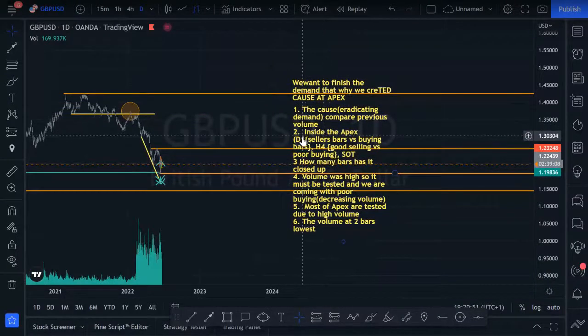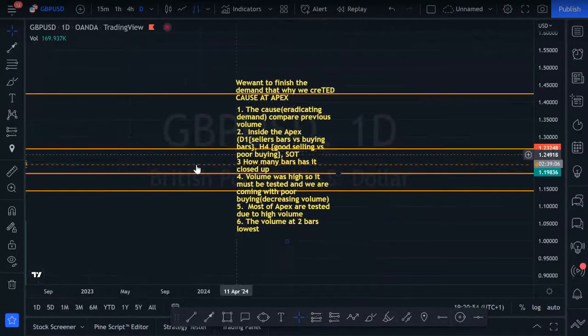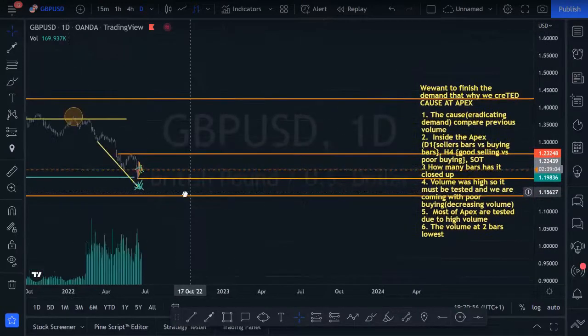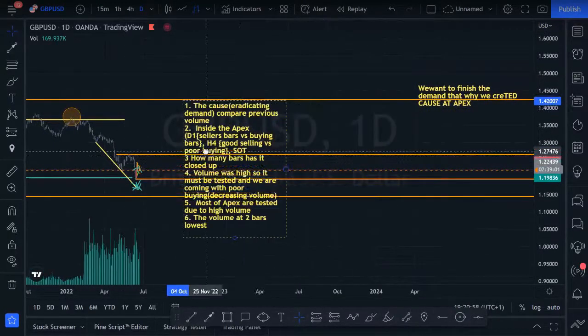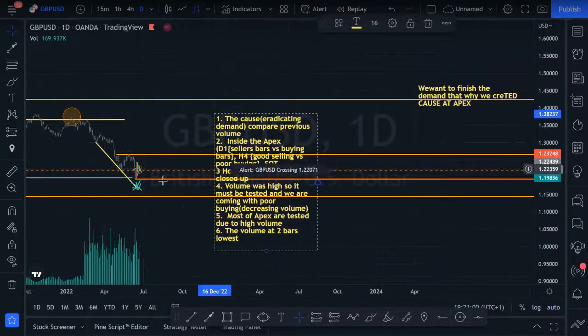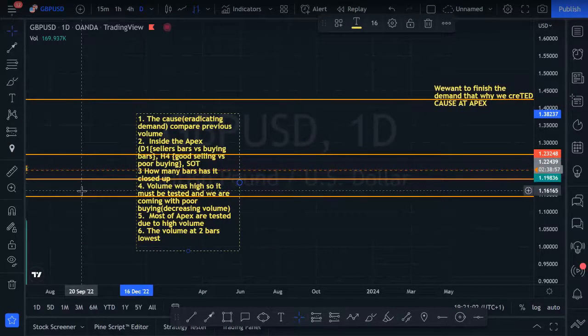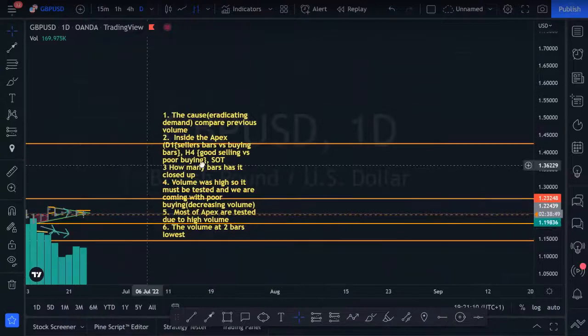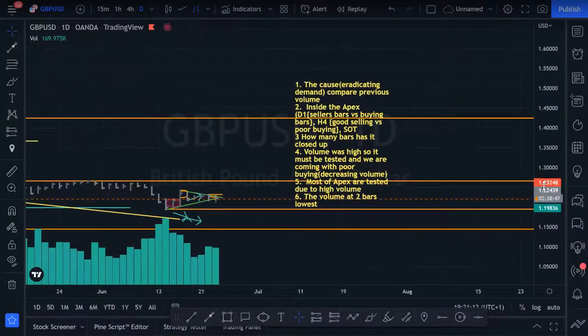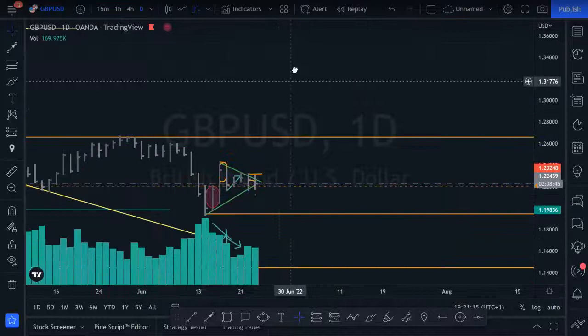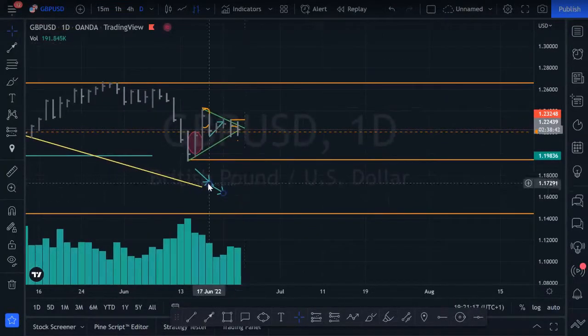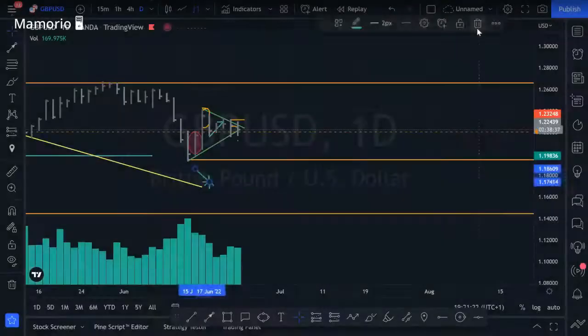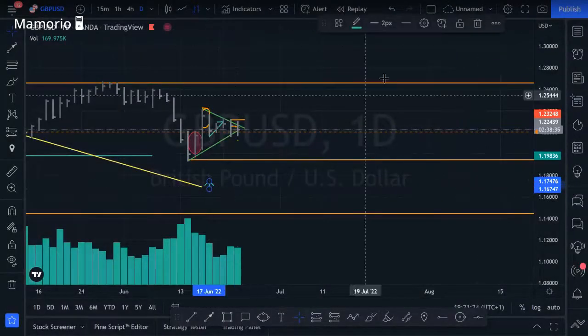Inside the apex, we have analyzed, in the daily time frame, sellers bars versus buying bars, and we have used volume to confirm that action that is being portrayed by these bars.